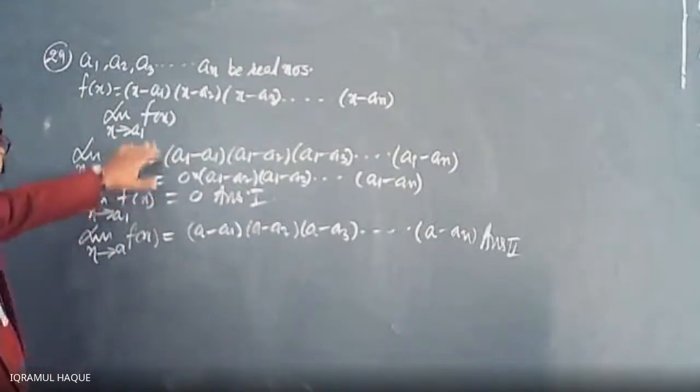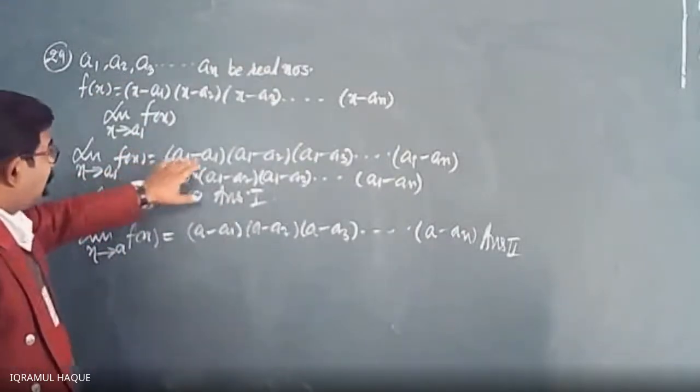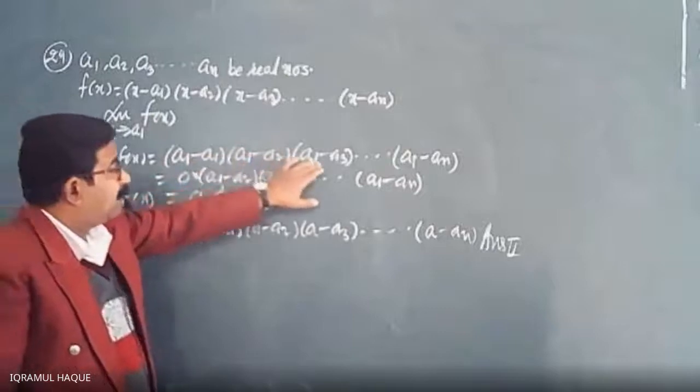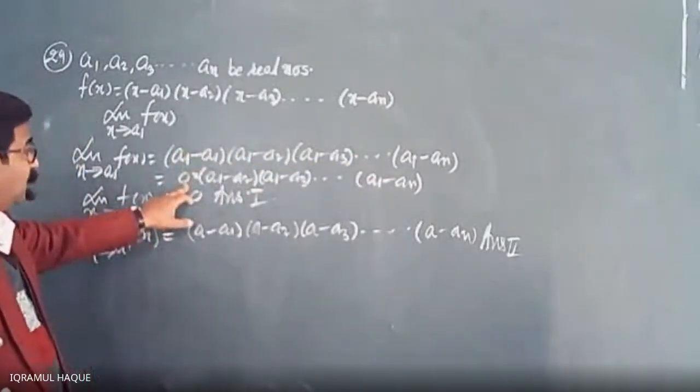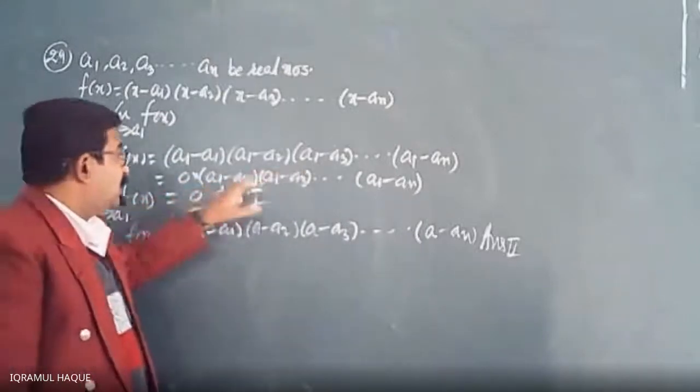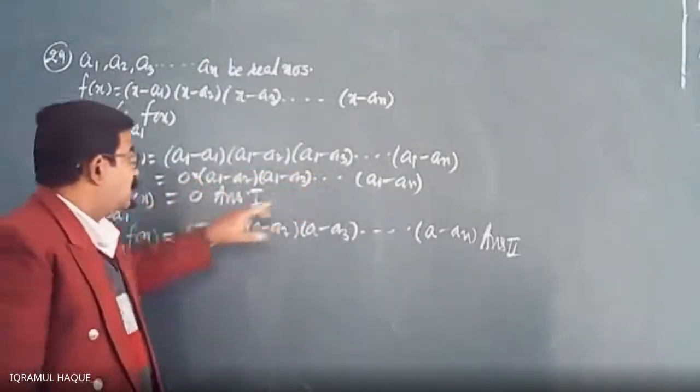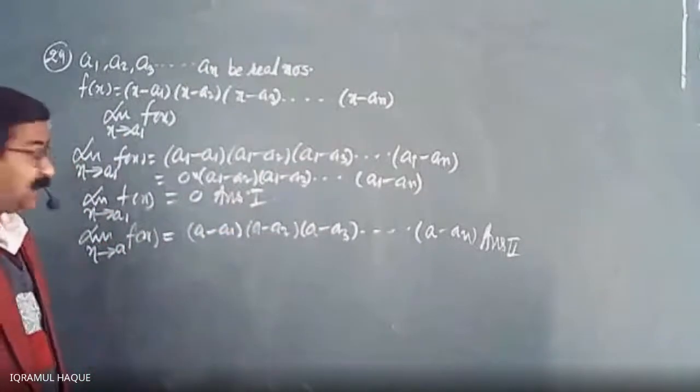So in this term we put a1 minus a1, a1 minus a2, a1 minus a3 and so on. Here a1 minus a1 becomes 0 and the other terms remain the same. So 0 times all the terms becomes 0. This was the first answer.